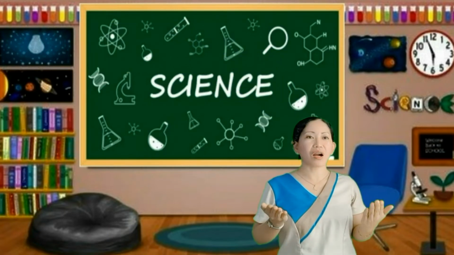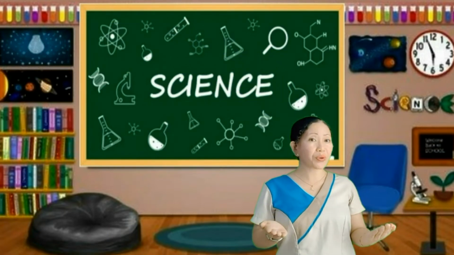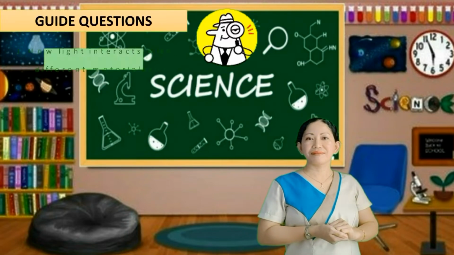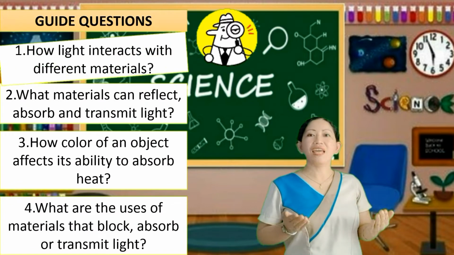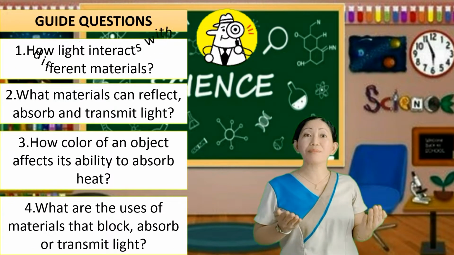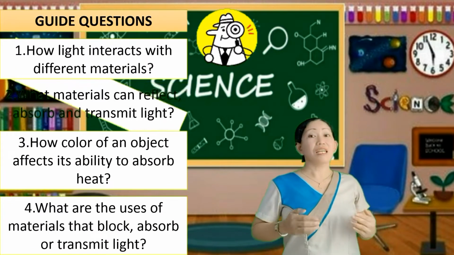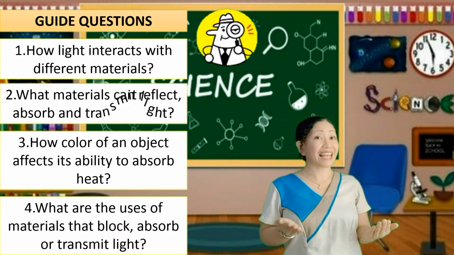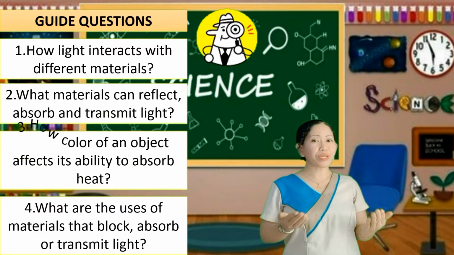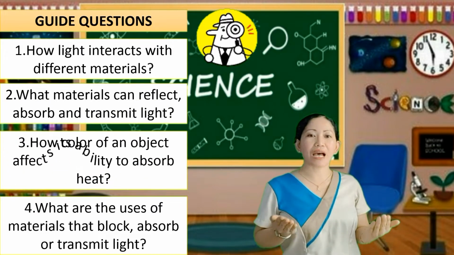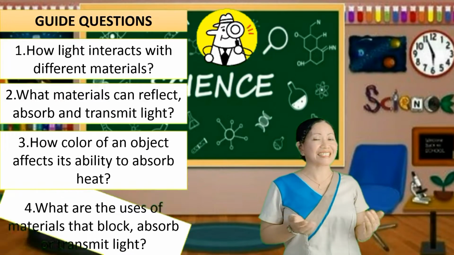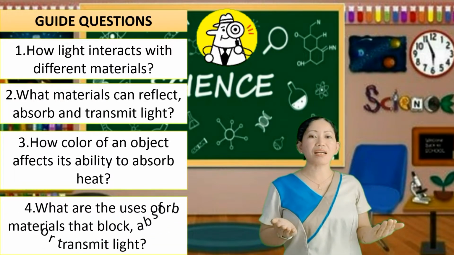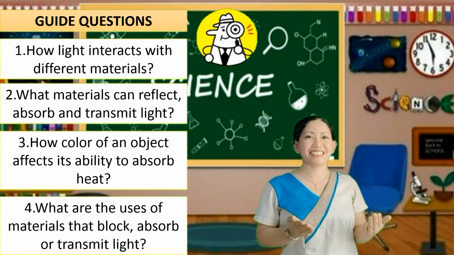Everyone, here are our guide questions as we go through our discussion. Number 1, how light interacts with different materials. Number 2, what materials can reflect, absorb, and transmit light? Number 3, how the color of an object affects its ability to absorb heat. Number 4, what are the uses of materials that block, absorb, or transmit light?